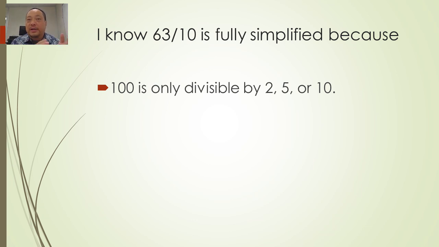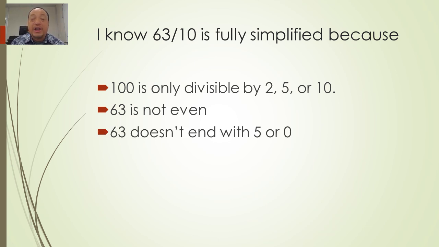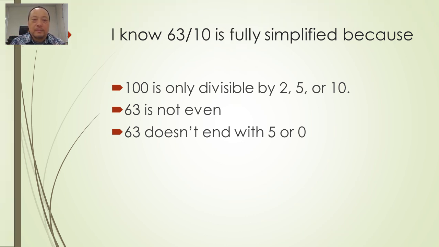So in this case, I arrive at 63. I know it's not divisible by 2 because it's an odd number. I know it's not divisible by 5 because numbers divisible by 5 always end in 5 or 0. This one ends in a 3, not divisible by 5. Numbers divisible by 10 always end with a 0. This one doesn't end with 0, so I know I'm done. Yeah, I don't need to check for 3 or 9 or 6 or any of those other numbers.